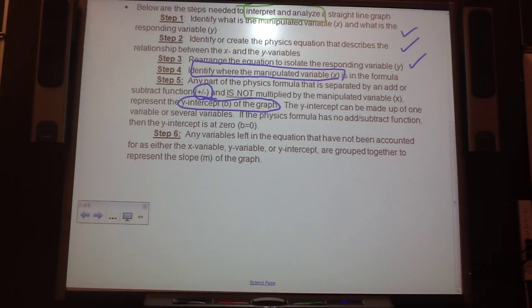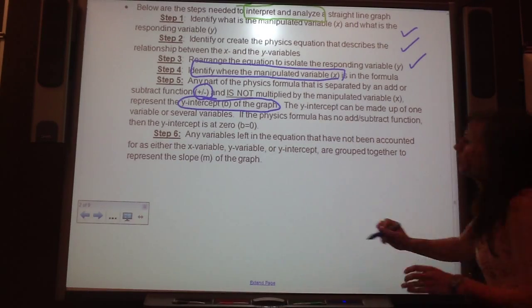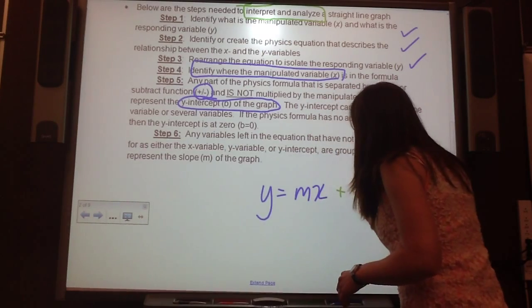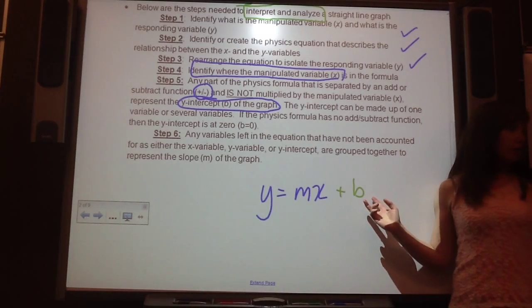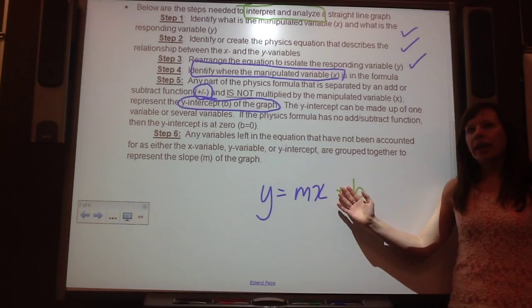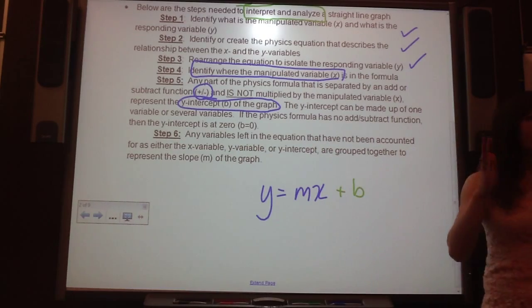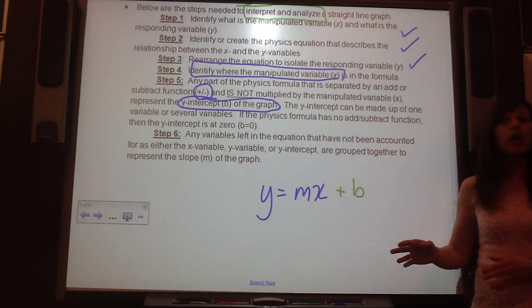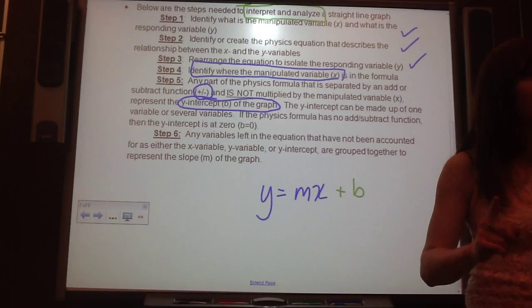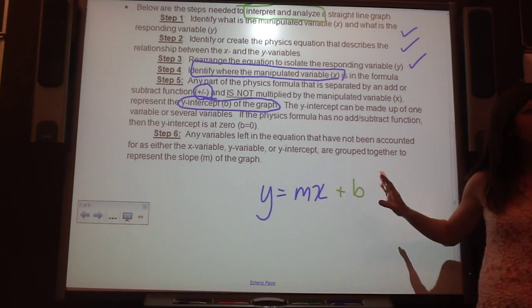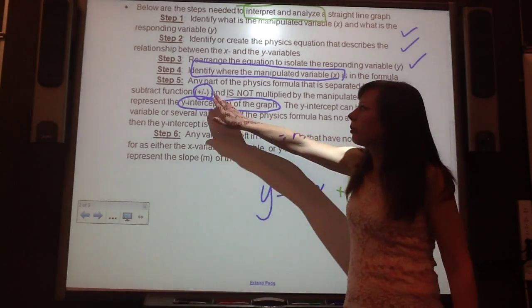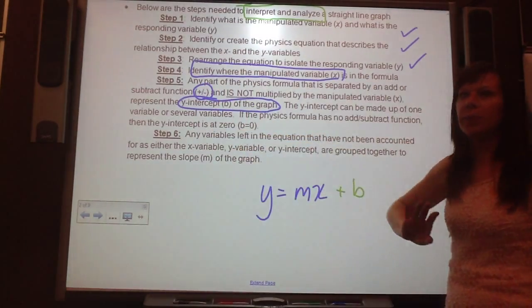So it's like all of the stuff. If we think about y equals mx plus b, this b could be a negative or a positive, correct? It's the only thing in the whole formula that is added or ever subtracted, correct? So if there's anything in your physics formula that has an adding or subtracting, it will always go to the end for the y-intercept. And I will give you an example of what I mean. So that's really important to remember. Anything added or subtracted, y-intercept.